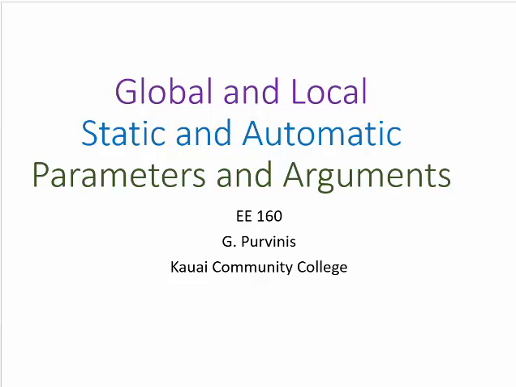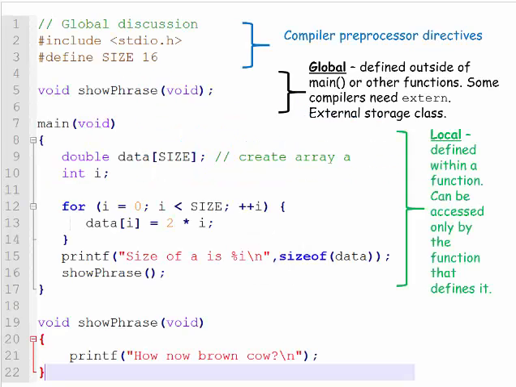This is a short YouTube to explain the concepts of global versus local in your variable definition, static and automatic, and the difference between parameters and arguments, because I'm seeing a lot of misunderstanding in the homework. So this is what we're going to talk about in this short YouTube. Okay, so first of all, let's talk about global versus local.